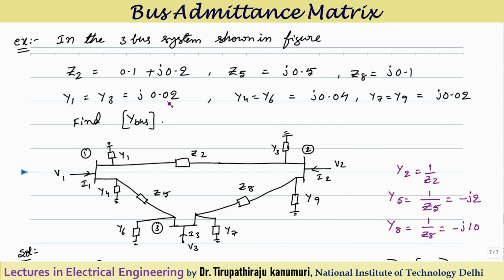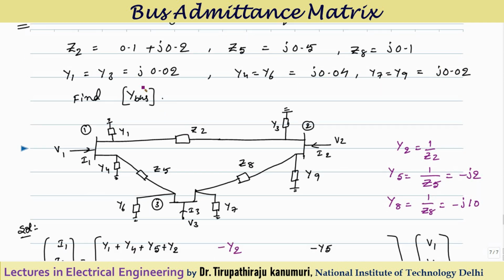Y1 is equal to Y3 is equal to J 0.02, Y4 is equal to Y6 is equal to J 0.04, Y7 is equal to Y9 is equal to J 0.02. This is the diagram that is given. So it is asked to calculate the Y bus.